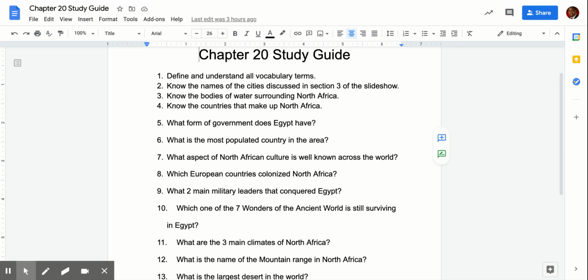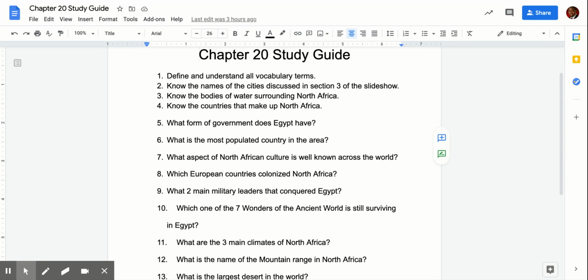So North Africa is made up of a few countries, all of which are bordered by the Mediterranean Sea. So look for the map that I discussed in section 1 for answers for that. Number 5, what form of government does Egypt have? Egypt's form of government is discussed on the first 2 slides of section 3. Number 6, what is the most populated country in the area? The most populated country in the area is discussed in section 3.